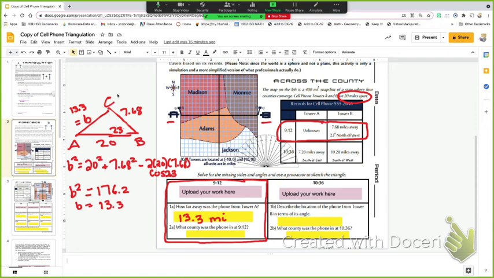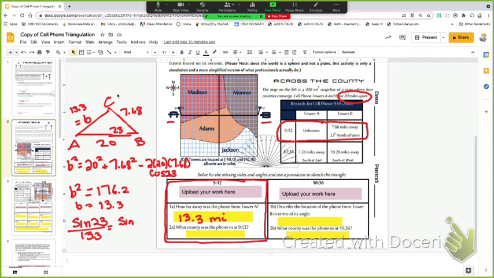In order for your drawing to be to scale, you need to know the angle from both cell phone towers. So I need to find angle A. Okay, so I'm going to use the law of sines. I'm going to say the sine of 23 over its opposite side, which is 13.3, equals the sine... Oh, do I have to find A? Yep, it's the smallest one. C is the biggest angle.